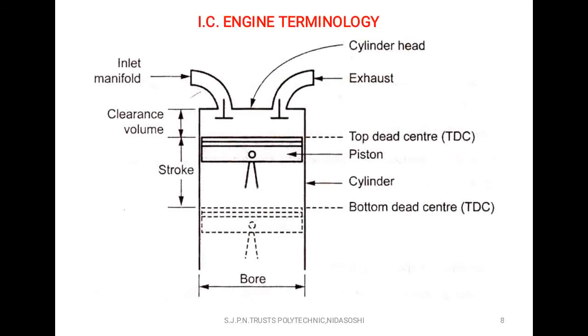Next, one more, that is the nomenclature associated with the IC engine, or IC engine terminology. The different terms involved in the IC engine are inlet manifold and exhaust port. Cylinder head, we have already discussed. Inlet manifold already discussed. Exhaust port is also discussed. What we have to discuss here: top dead center and bottom dead center, and bore, stroke, clearance volume. Clearly observe clearance volume, stroke, bore, bottom dead center, top dead center. So we will study these one by one.